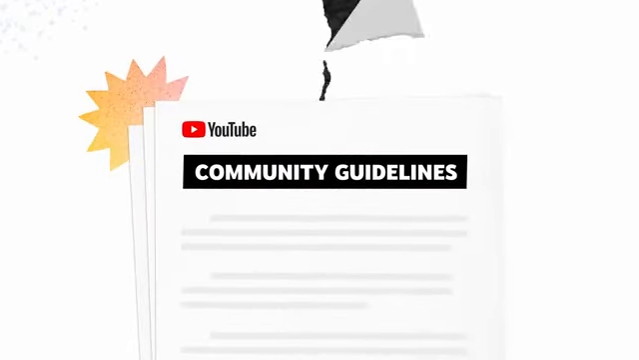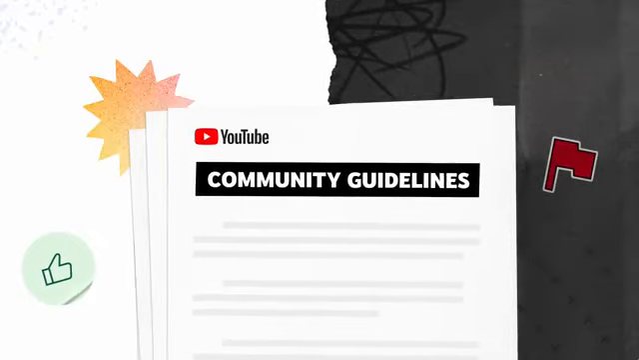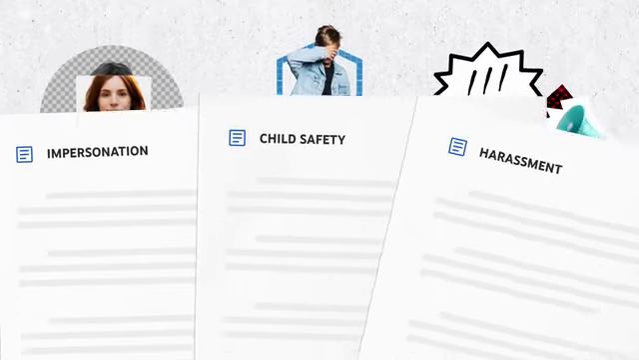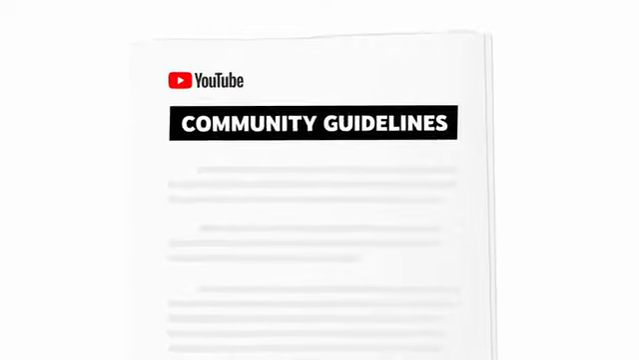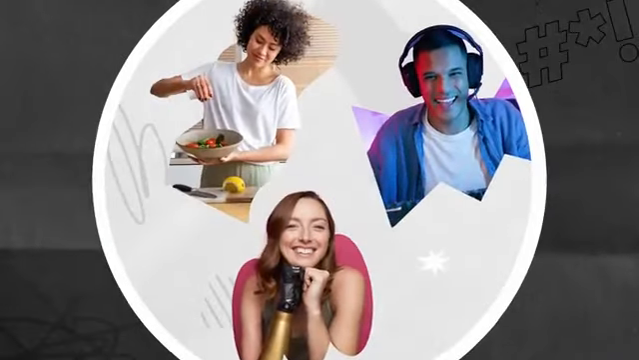First, a quick reminder about what community guidelines are. YouTube's community guidelines outline what type of content is and isn't allowed on YouTube. There are a number of community guidelines, such as our impersonation policy, child safety policy, harassment policy, and many more. And these policies apply to all types of content on YouTube and help ensure our community stays protected.